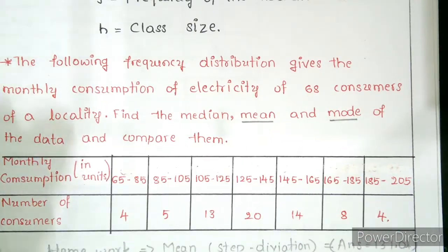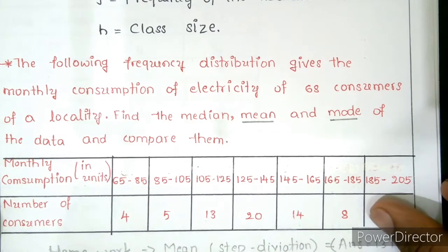So you have the tabular column like this. Monthly consumption in units, and number of consumers. 65 to 85 has 4 consumers. 85 to 105 you have 5. 105 to 125 you have 13. 125 to 145 you have 20. 145 to 165, 14. 165 to 185 you have 8, and 185 to 205 is 4.